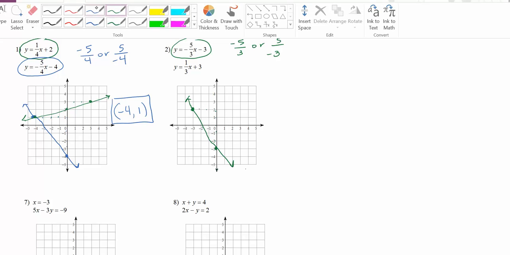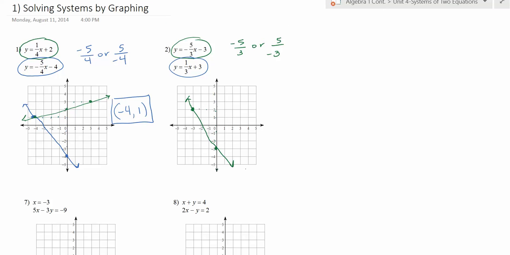and I'm going to graph the other line. Here I start at a +3 for my y-intercept. I go up 1, over 3, or I can go down 1, back 3, and I can see that my point of intersection is going to be at -3, comma 2.